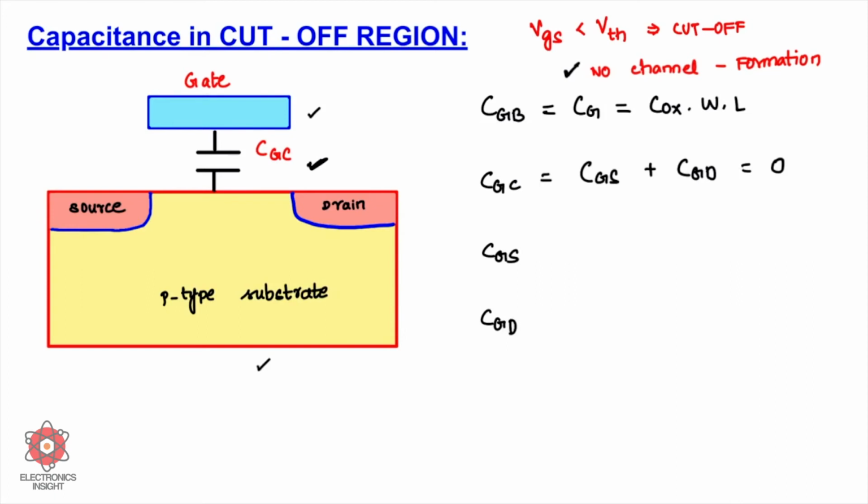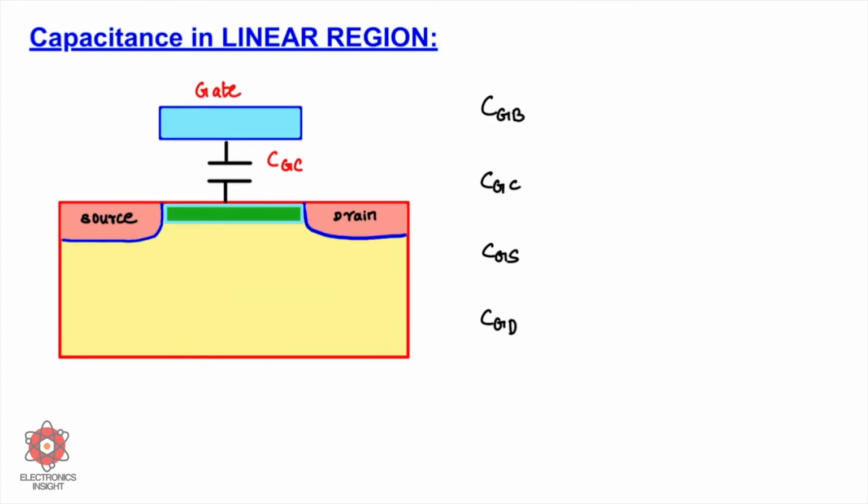When CGC is 0 in cutoff region, CGS is also 0 and CGD is also 0. Now talking about the capacitance in linear region, here we can visualize the formation of channel between source and drain. Here when is the channel going to form? With the condition that VGS is greater than VTH.